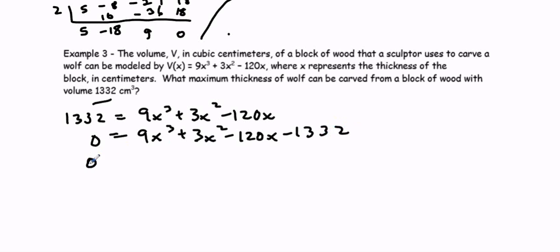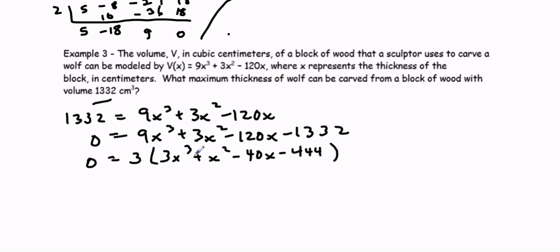And I think I'm going to need a calculator on this one, so I'm just going to quickly find one here. All right. So, 3 might be, let's see, does 3 go into all of these terms? Yes, it does. So I could factor out the 3 just to work with smaller numbers. So this would be 3x cubed plus x squared minus 40x minus 444.